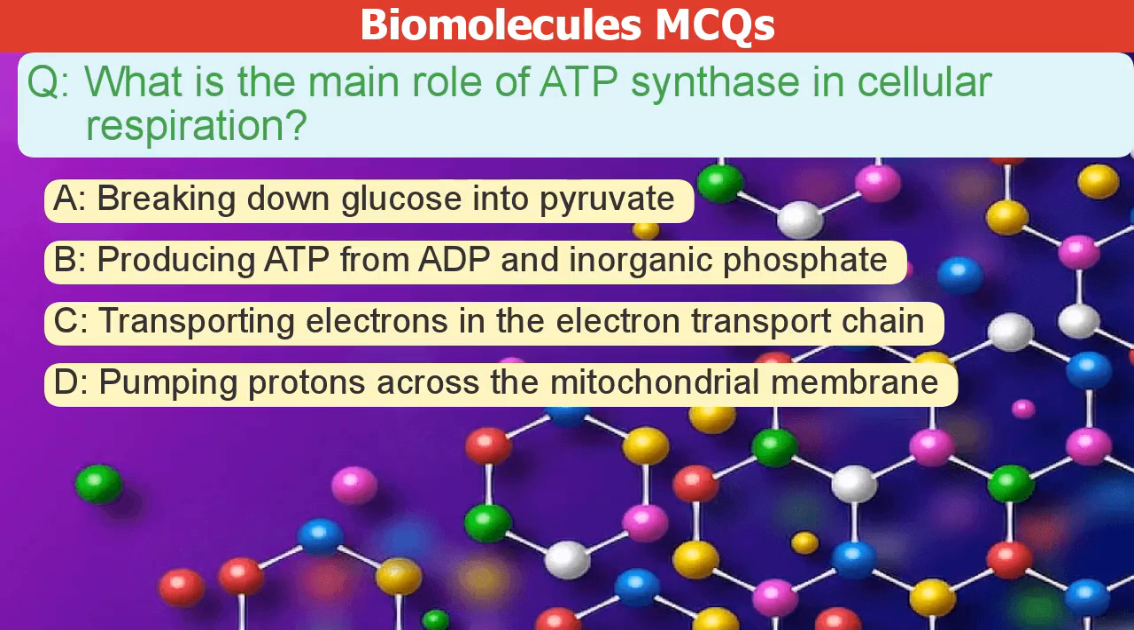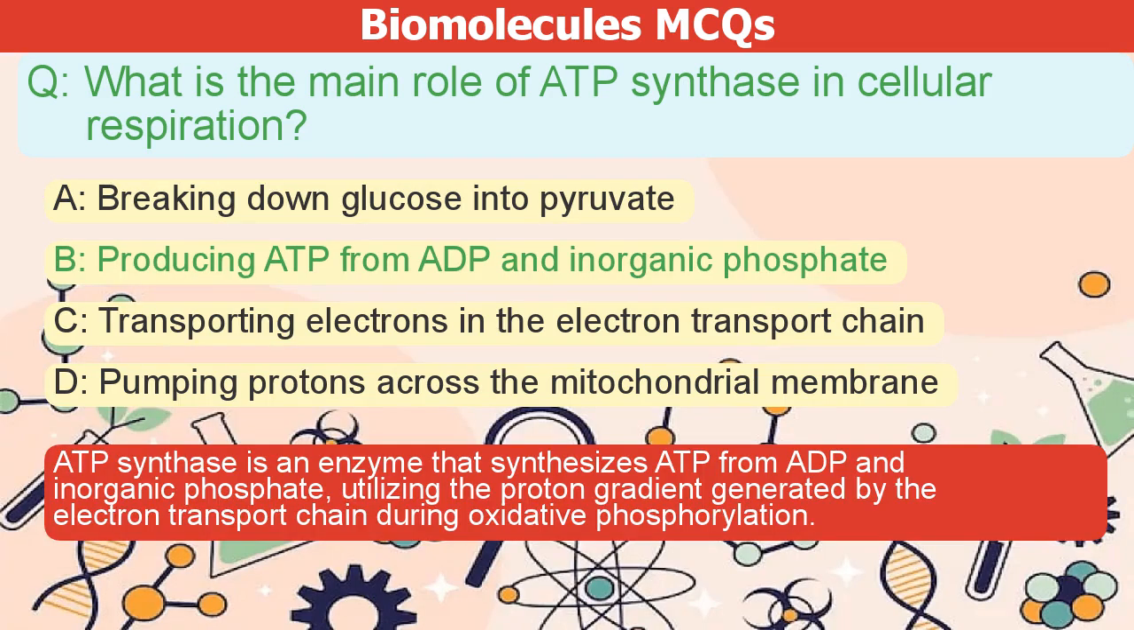What is the main role of ATP synthase in cellular respiration? A. Breaking down glucose into pyruvate. B. Producing ATP from ADP and inorganic phosphate. C. Transporting electrons in the electron transport chain. D. Pumping protons across the mitochondrial membrane. The correct answer is B. ATP synthase is an enzyme that synthesizes ATP from ADP and inorganic phosphate, utilizing the proton gradient generated by the electron transport chain during oxidative phosphorylation.